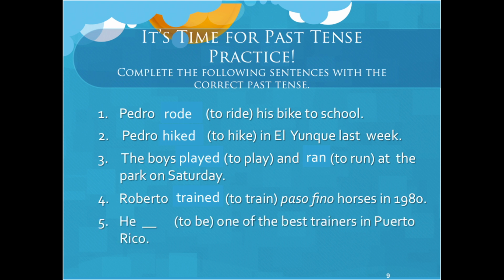He to be one of the best trainers in Puerto Rico. So the verb is to be, and it happens to be what? It's irregular. That's correct. So the past tense would be was. So it's he was one of the best trainers in Puerto Rico. Wow, Gail, that was very interesting and fun. I think we should review the tense of to be. I was. You were. He or she or it was. We were. They were.